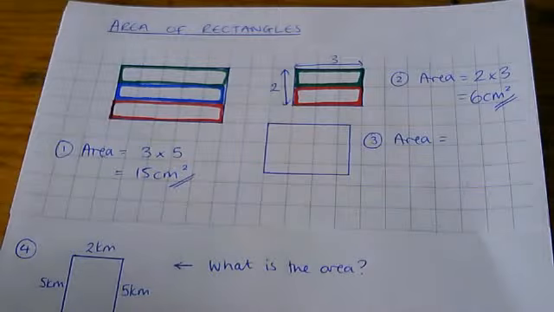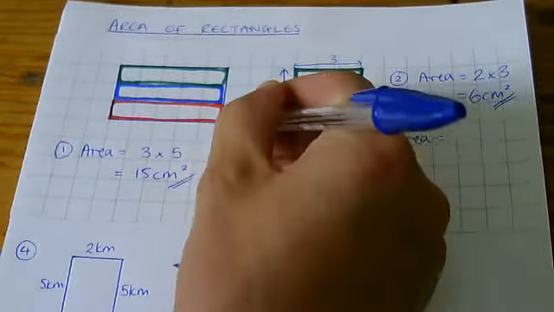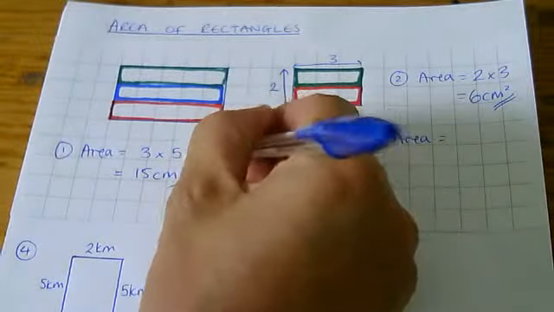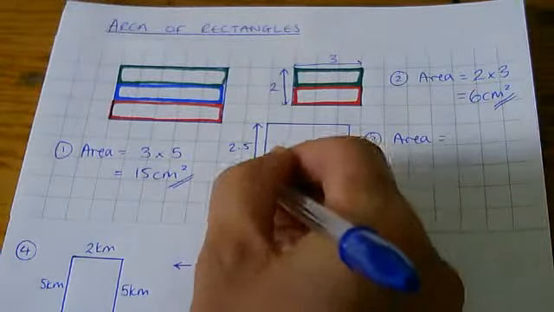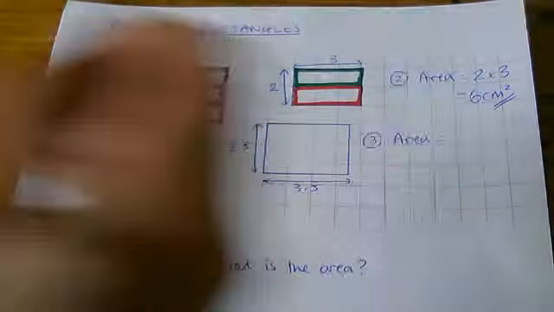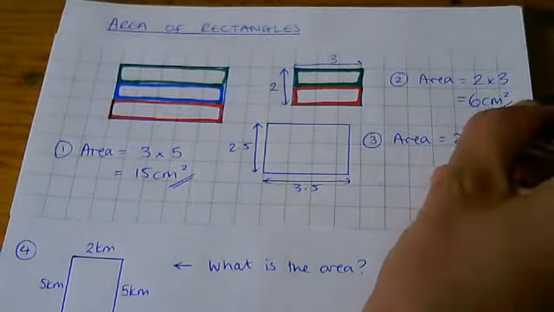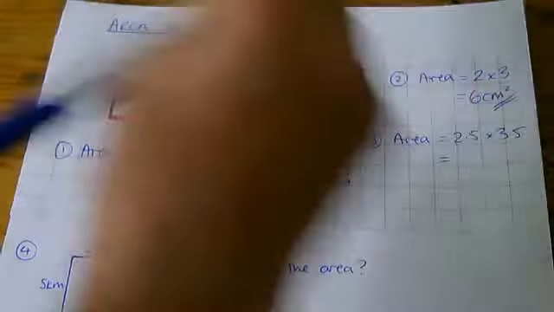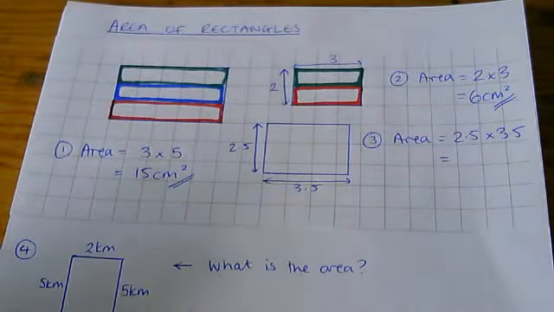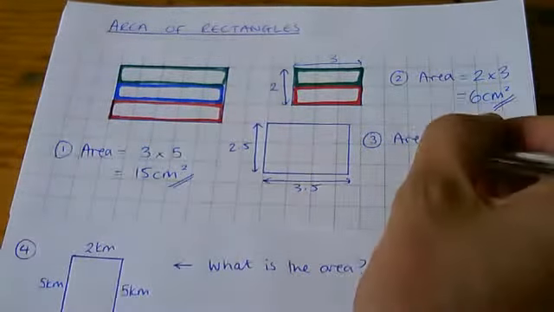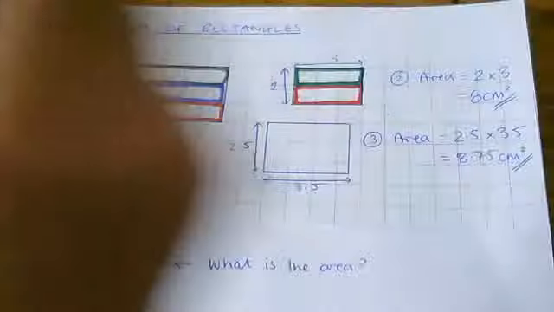So the thing to do is to use this little formula. I said earlier I had measured that to be 2.5 centimetres, and that's 3.5 centimetres. So we're going to do 2.5 multiplied by 3.5, and if you do that, you get 8.75 centimetres squared.